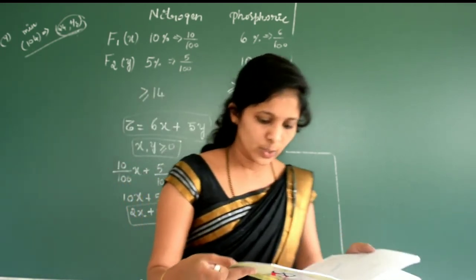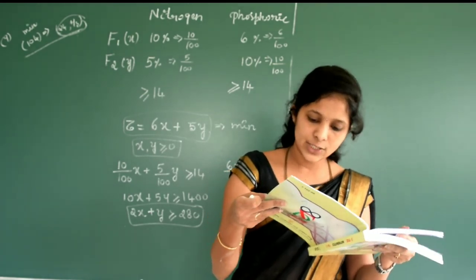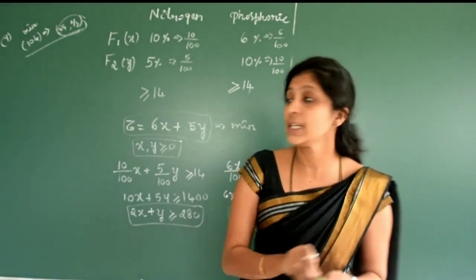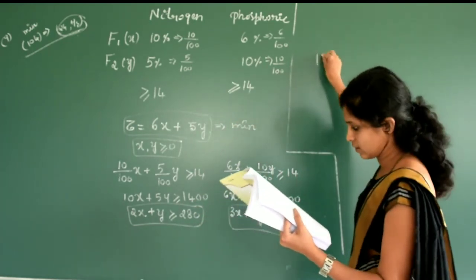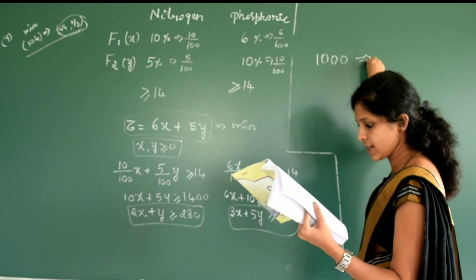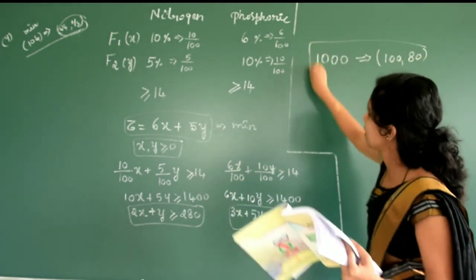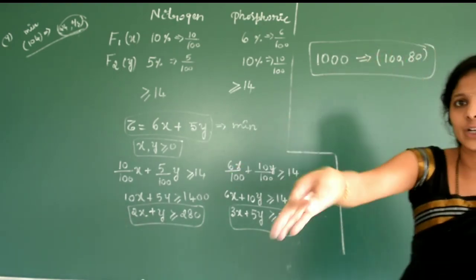You will get 100 kg of fertilizer F1 and 80 kg of fertilizer F2, and the minimum cost will be 1000. Okay, the minimum cost will be 1000. At this point, the values are 100 and 80. Clear? Check this value. Complete this problem. Simple, it is similar to the previous problems.